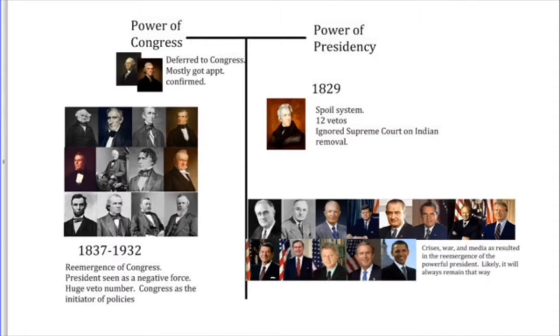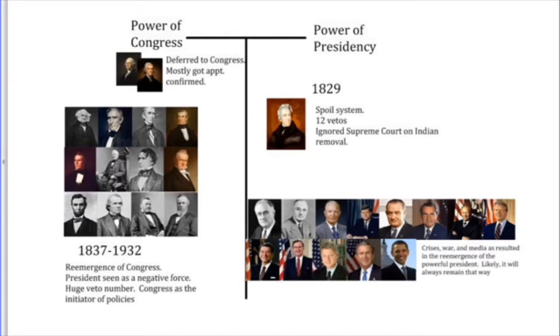President Jackson engages in more presidential vetoes, I think, than all his previous presidents combined. The president ignored the Supreme Court. The president started to become more of a policymaker, more of a national figure who was orchestrating policy nationwide. As a reaction to that, we're going to see a reemergence of Congress in the latter half of the 19th century and the beginning of the 20th century.